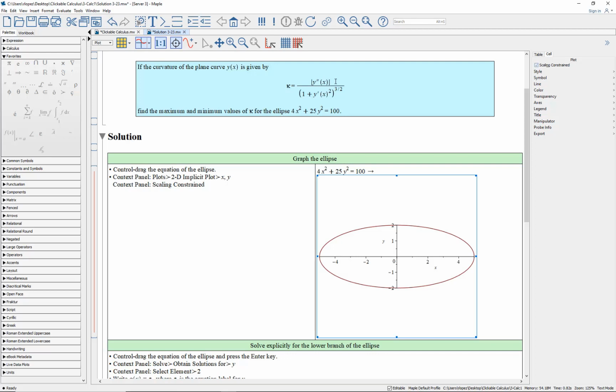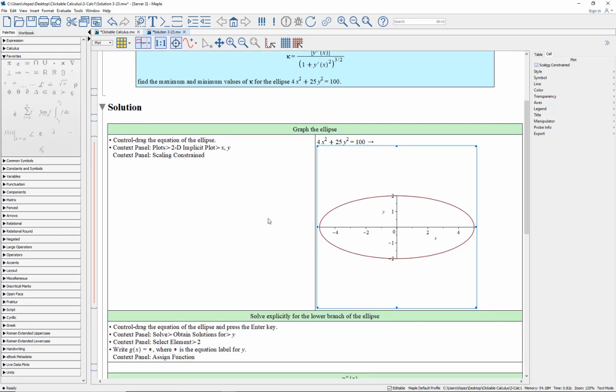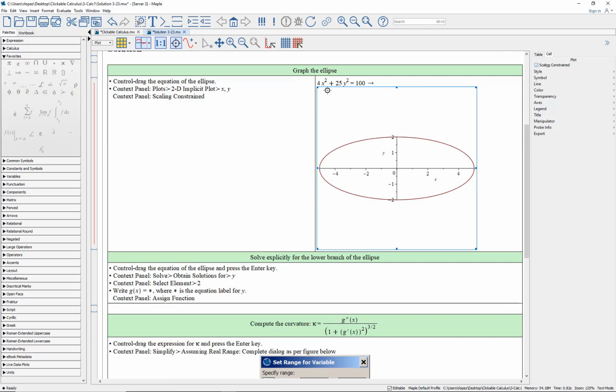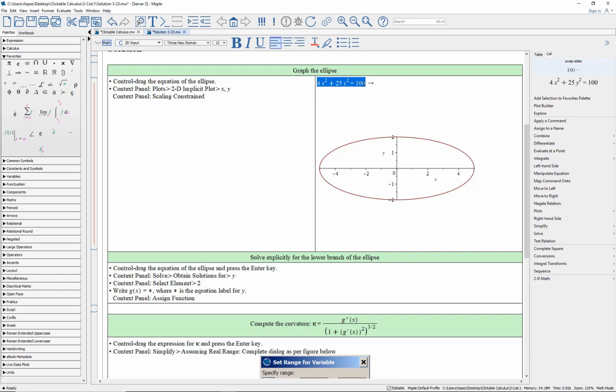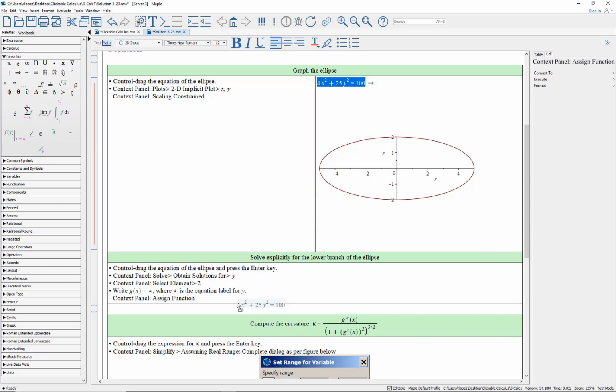Since y double prime gives you the concavity, if the curvature is positive, the graph is concave up. If it's negative, it's concave down. So if we pick the bottom branch where concavity is positive, then y double prime will be positive and I won't need to mess with absolute values. So when I solve this equation for y, I'll have two branches and I now know which branch I want to pick.